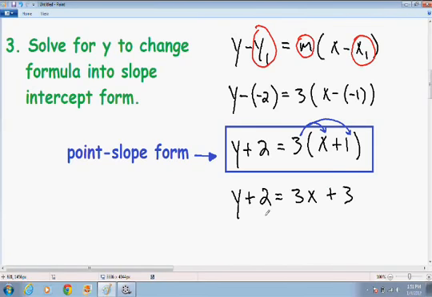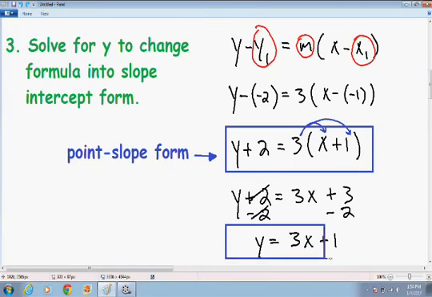Once again, I want to get y by itself for slope-intercept form. So I want to subtract 2 from each side. Now the 2's cancel out, and we get y by itself on the left-hand side, equal to 3x, and a positive 3 minus 2 gives us a positive 1. And this gives us our answer in slope-intercept form.